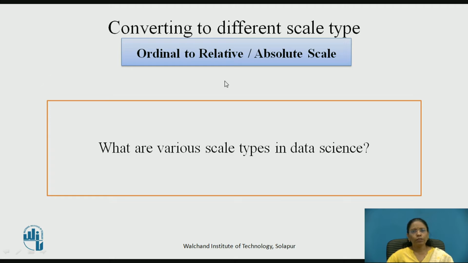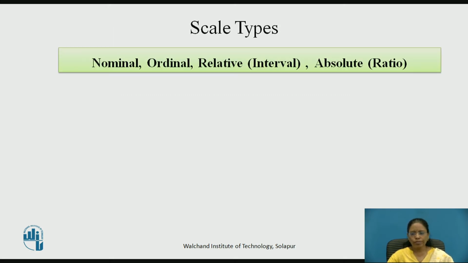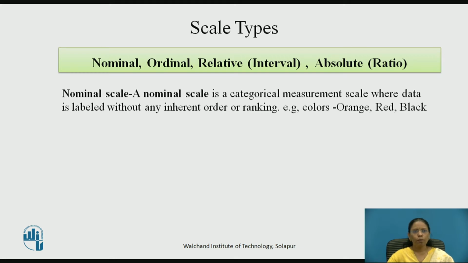When we are converting the scale type, let us recall what the different scale types in data science are. The different scale types in data science are nominal, ordinal, relative, which is also called an interval scale, and absolute, which is also called a ratio scale. Nominal scale is a categorical measurement scale where data is labeled without any inherent order. So there is no ordering in nominal.